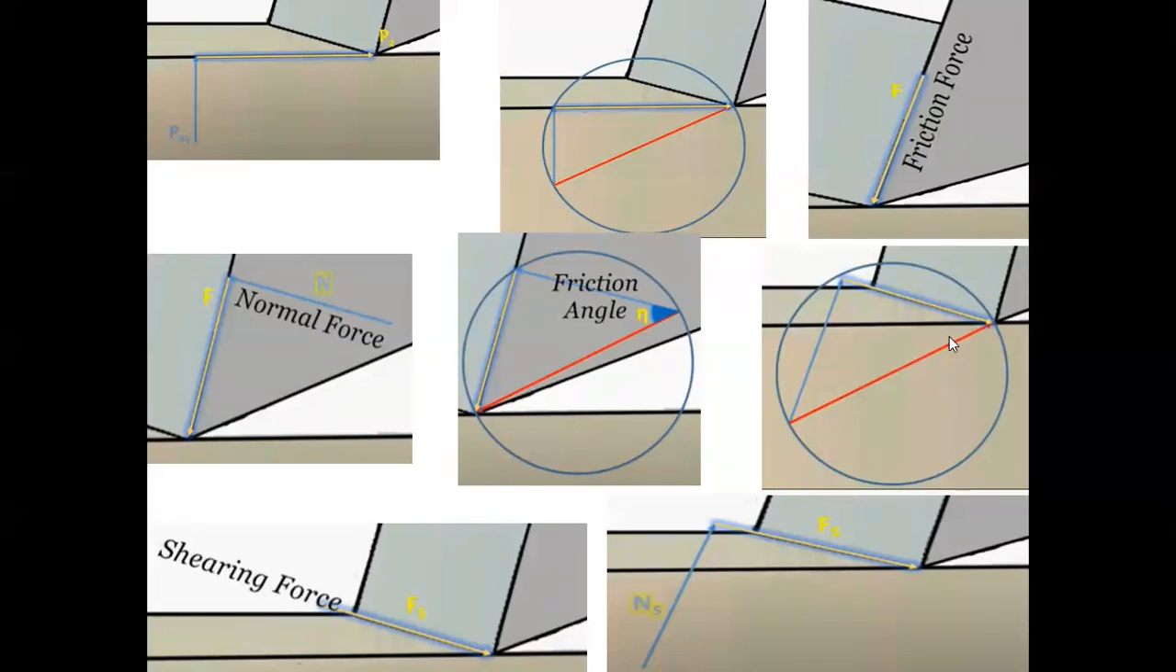Then the third force that is acting is known as FS, the shearing force. Along with this force, again we draw a normal. We get NS as the normal to the shearing force. The final step is the same as before: we draw the resultant from the tail of NS to the head of FS. So we got in total 6 forces and 3 resultants.